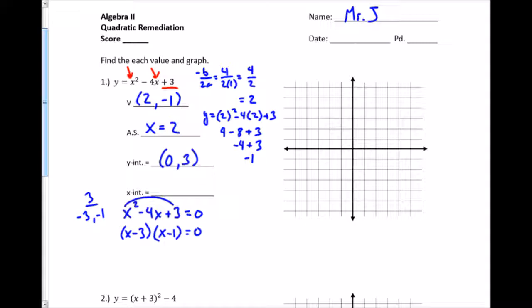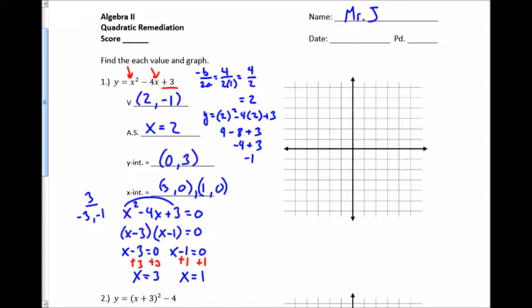And now I can set each factor equal to 0, so I say x minus 3 equals 0, and x minus 1 equals 0, and I solve each. So here I add the 3 to each side, so I find out that x equals 3. Here I add the 1 to each side, so I find out that x equals 1. And those are my two x-intercepts, so I get (3, 0) as one of them, and then (1, 0) as my other. So now I'm just going to go down through and graph all of this stuff.